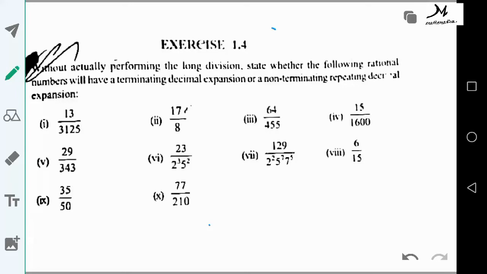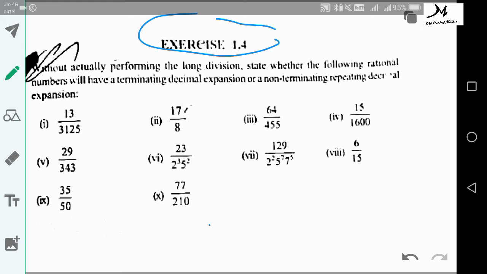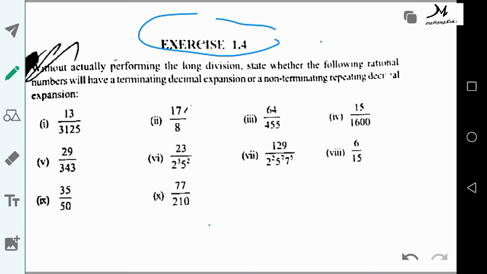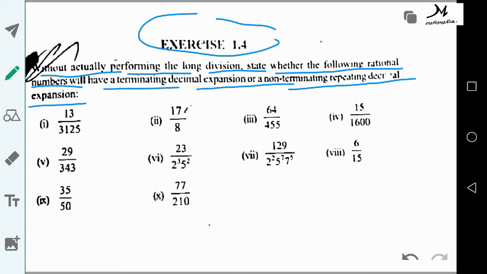In this video we are going to solve the problems of exercise 1.4. Okay, so what is the first question here? Without actually performing the long division, state whether the following rational numbers will have terminating decimal expansion or non-terminating repeating decimal expansion.